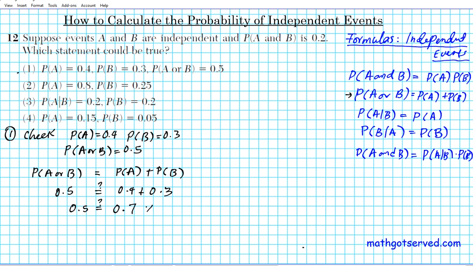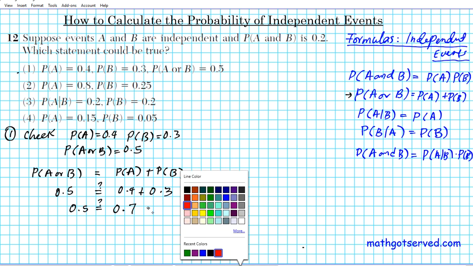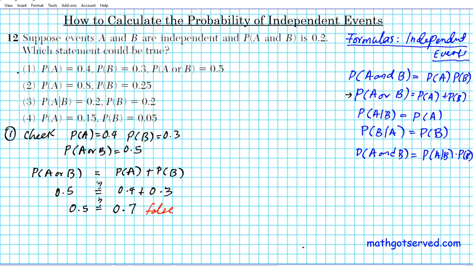Is it? Nope. False. So the information in number 1 is not true. What we got right here is a false statement. False, not equal. Okay? So eliminate 1. So just follow the same procedure and do the other problems. Okay, let's take a look at option number 2. So for option 2, we have to check the following. We're told that probability of A is 0.8 and probability of B is 0.25.